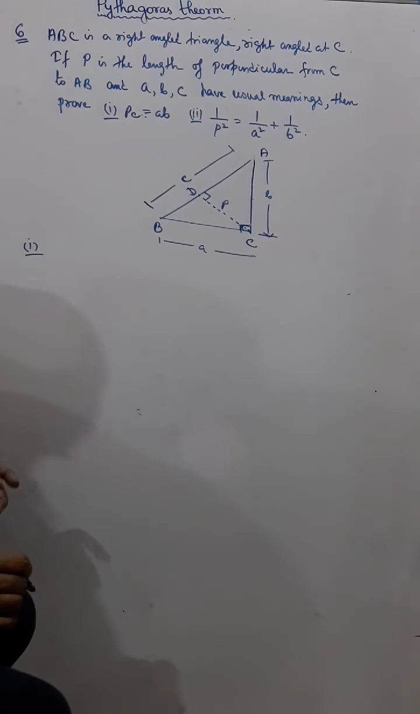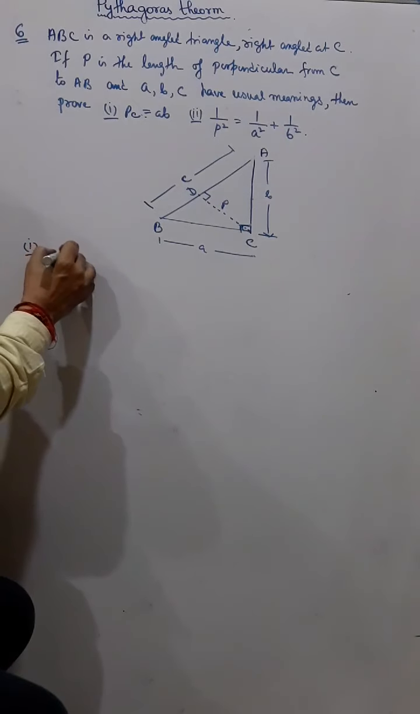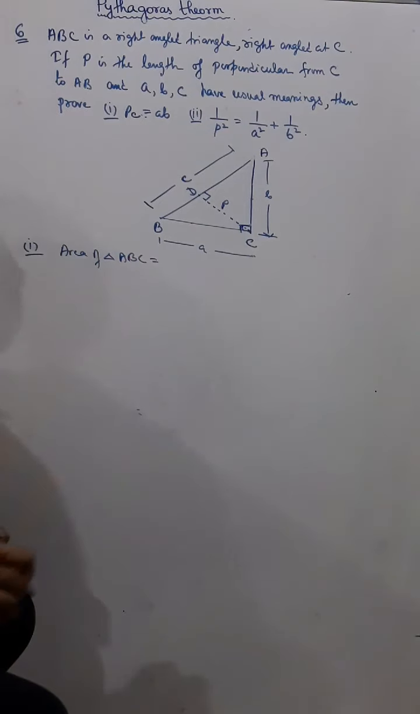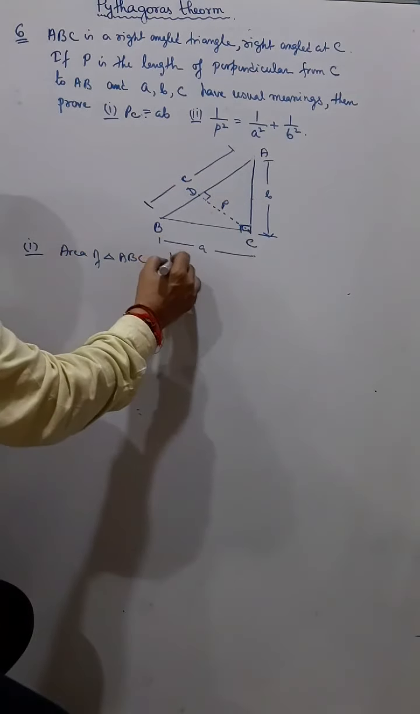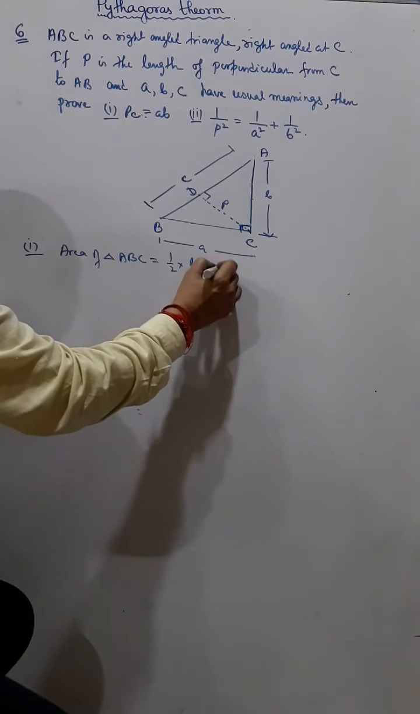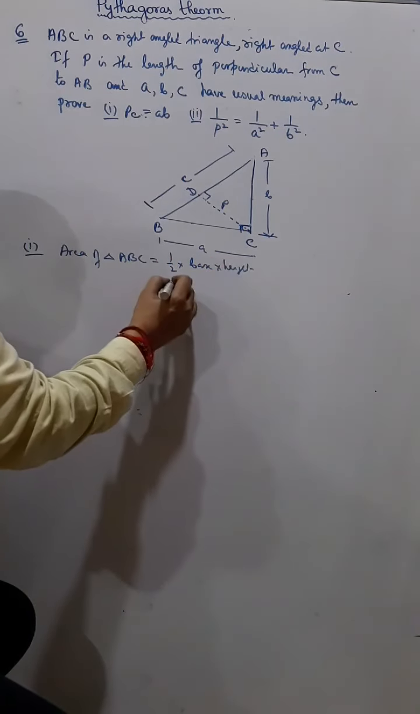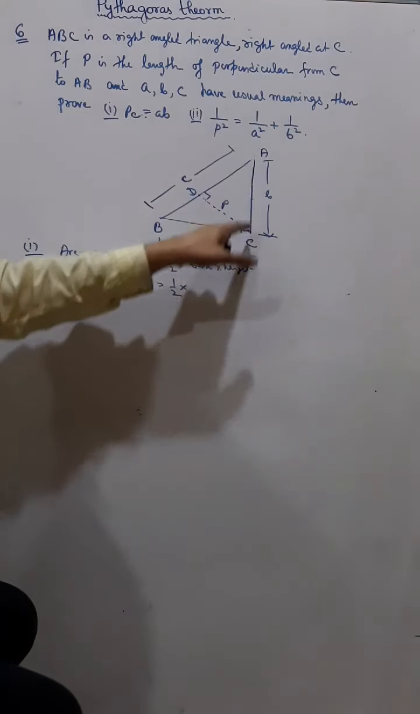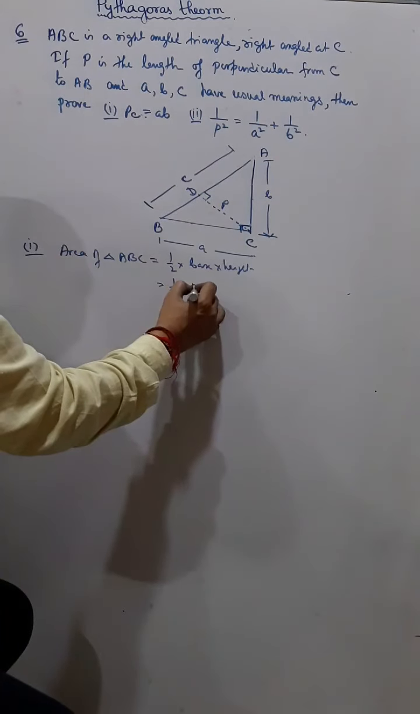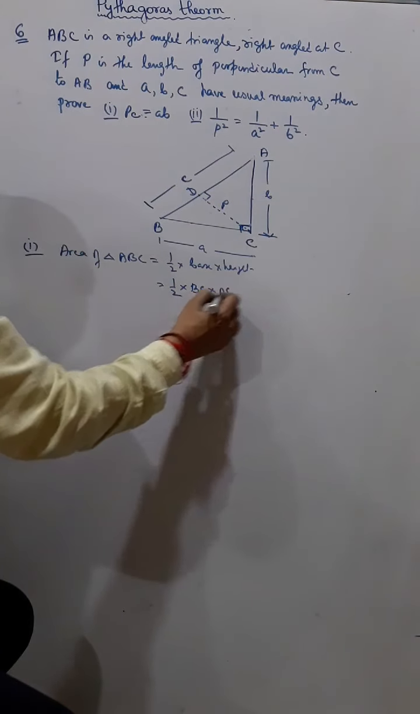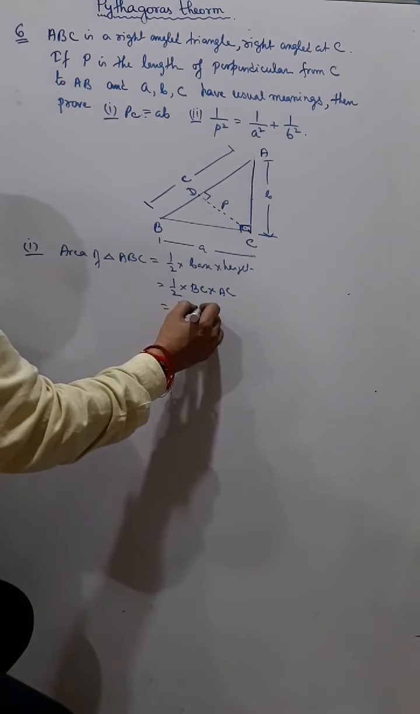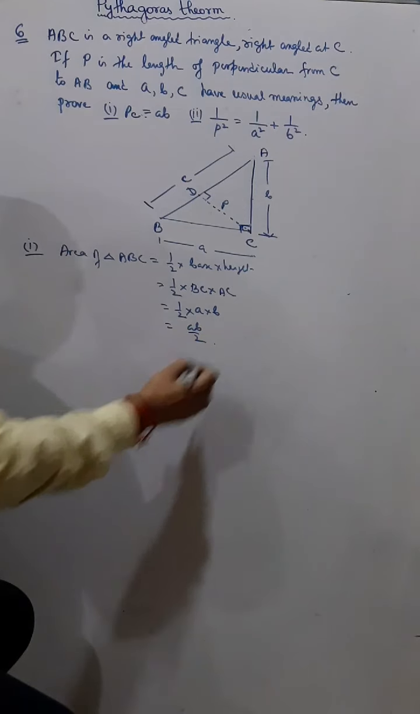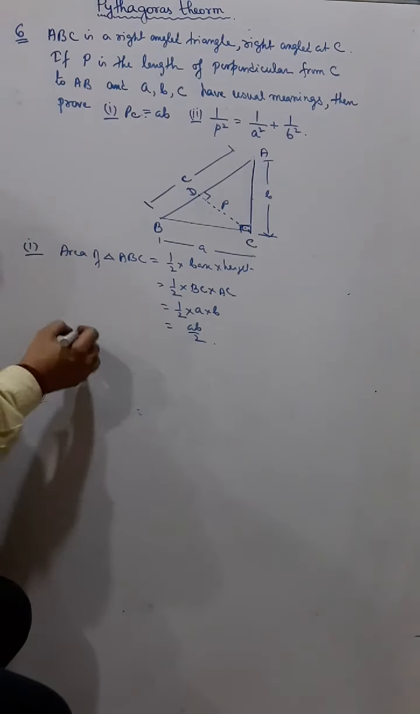Now for this we will use the concept of area. First, the area of triangle ABC is equal to half into base into height. You can understand, this is the base of the triangle and this is the height. So that means half into BC into AC, so half into a into b. So we got ab by 2. Understand?